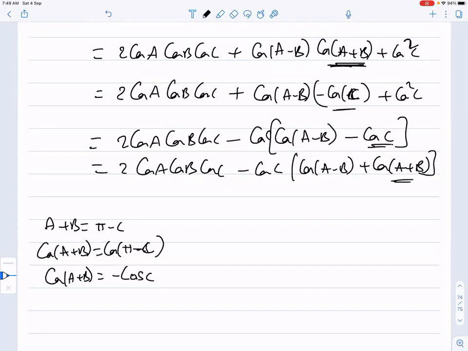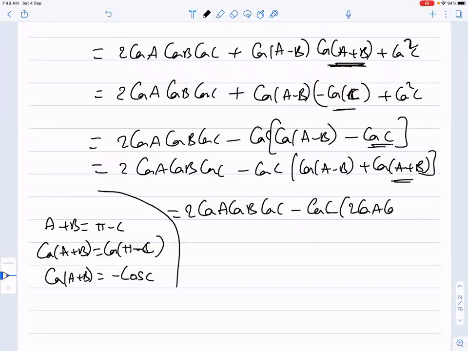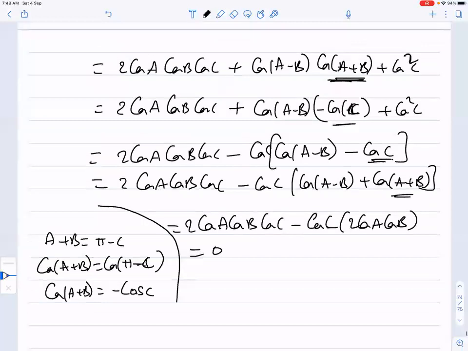Now what will I get in the next step? 2 cos a cos b cos c minus cos c into 2 cos a cos b. So these two will get cancelled. Answer is 0. So, students? Better.